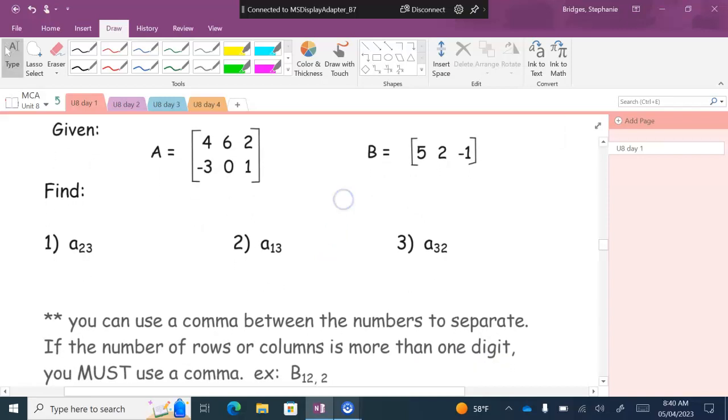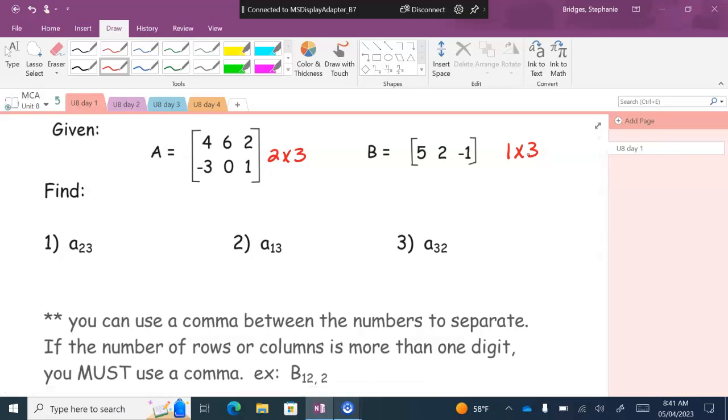Okay, first of all, what size is matrix A? What's the order of it? 2 by 3. And what's the order of matrix B? 1 by 3. Okay, 1 row, 3 columns, just to get practice on that, because again, we will have questions like that on the test.